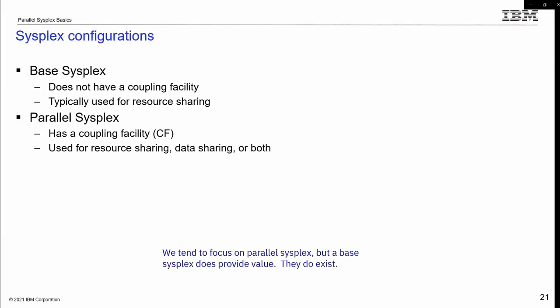There are 2 Sysplex configurations, a base Sysplex and a parallel Sysplex. I'm going to tell you right now, it's a very simple distinction. If you have a coupling facility that's used for data sharing or resource sharing, you have a parallel Sysplex. If you do not have a coupling facility in your Sysplex, you are known as a base Sysplex. It's that simple.